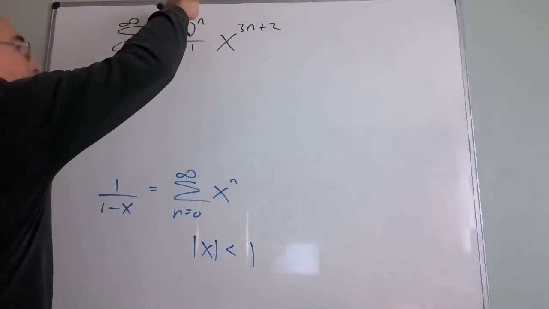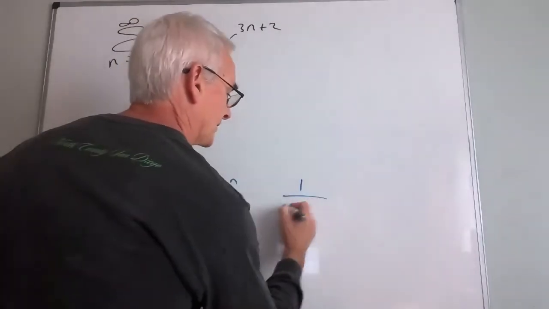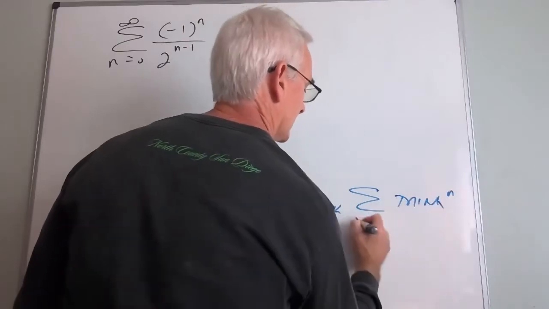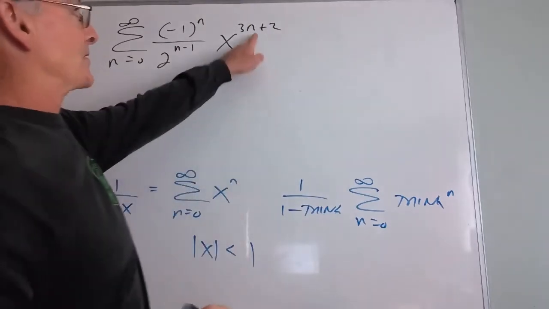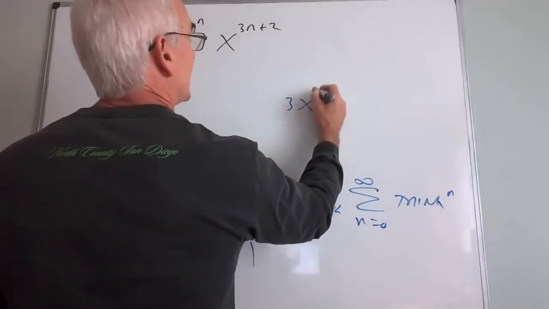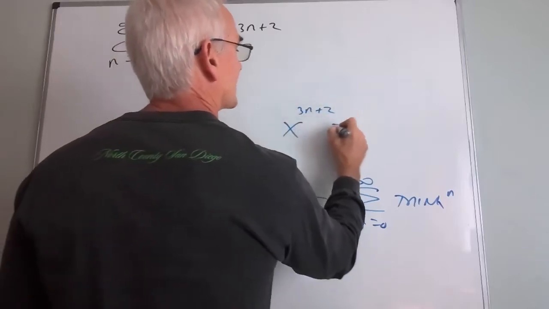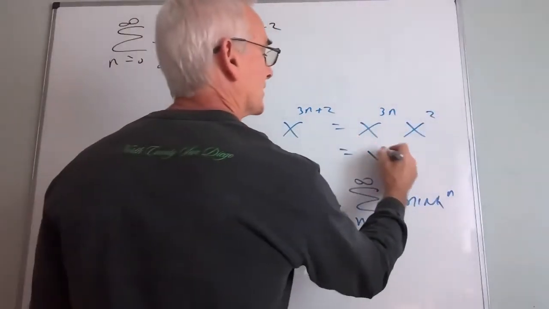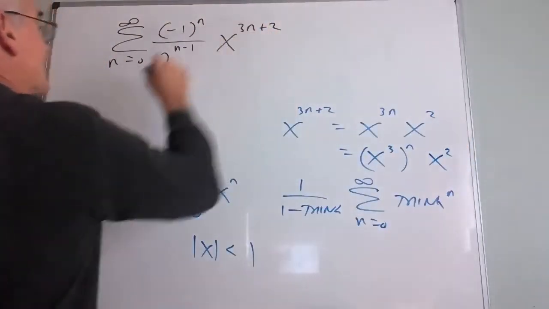I have things raised to the nth power, so I can certainly manipulate it. So again, our more general way of saying it is if it's 1 minus thing, then it's the sum of thing to the n. So what I need to do is make all of this look like something raised to the nth power. Well, obviously I have extra stuff right there. So why don't we deal with that? I have x to the 3n plus 2. That's clearly x to the 3n times x squared. And then I can think of this as x cubed to the n times x squared. So I'm going to move the x squared to the outside.